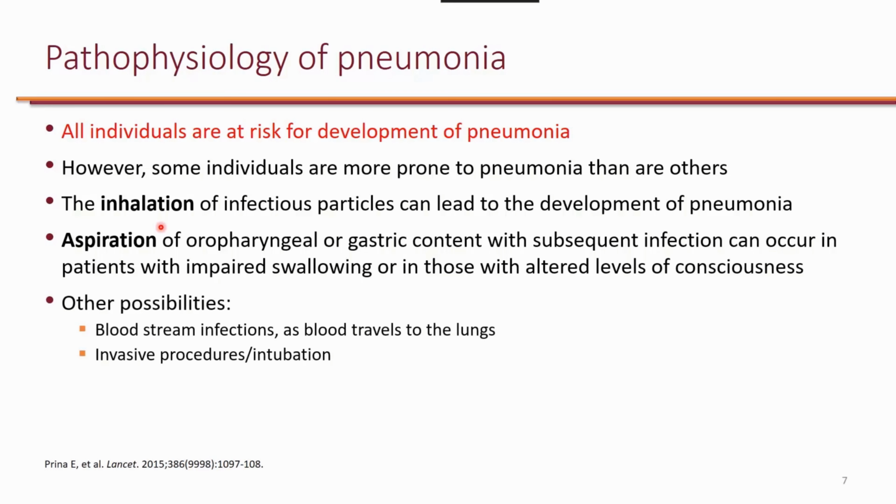There are also other possibilities of getting pneumonia. For example, if someone has a bloodstream infection, because the blood goes to the lung where oxygen exchange occurs, that infected blood can actually infect the lung and cause pneumonia. You can also get pneumonia from invasive procedures such as intubation. Now, while these are possibilities, they are not as common. So the most common route of getting pneumonia is by inhalation.